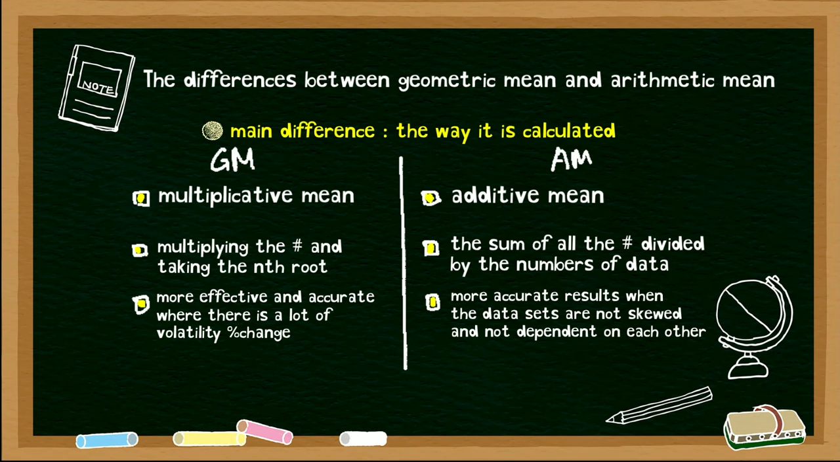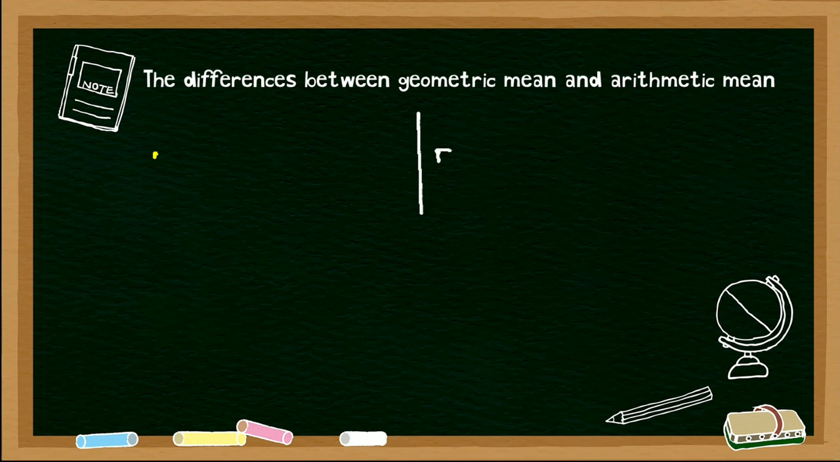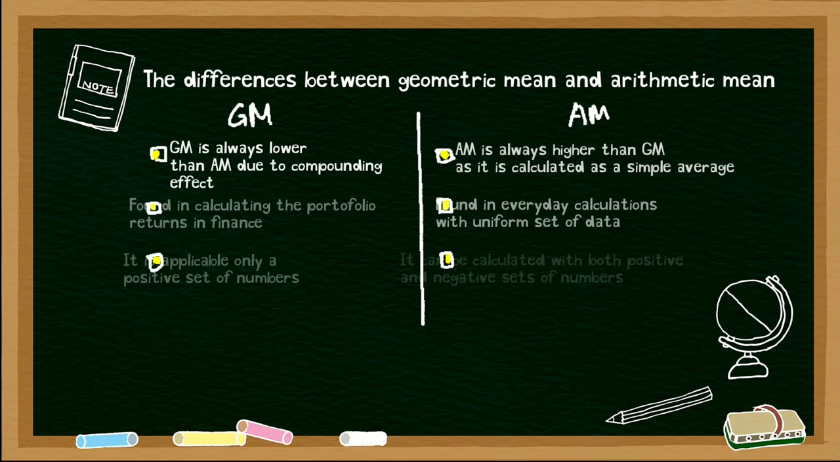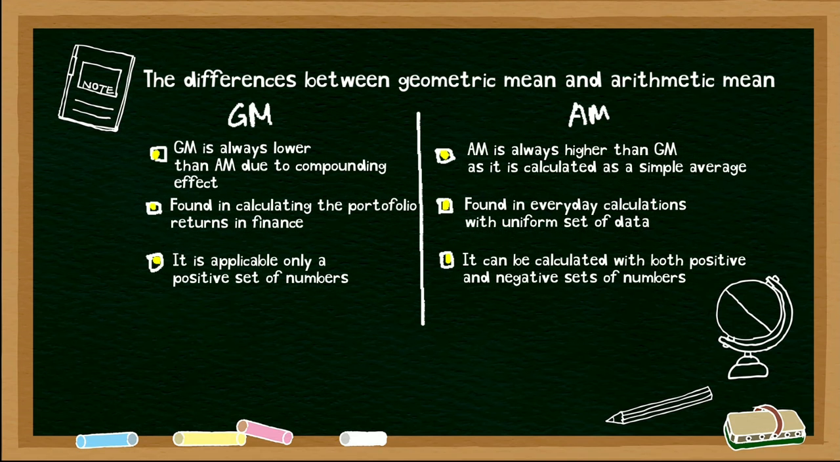Third, GM is more effective and accurate where there is a lot of volatility and percentage change, and AM gives more accurate results when the data sets are not skewed and not dependent on each other. Fourth, GM is always lower than AM due to the compounding effect, and AM is always higher than GM as it is calculated as a simple average.